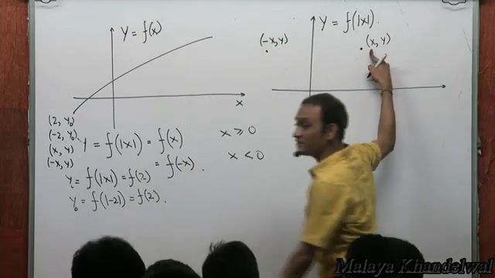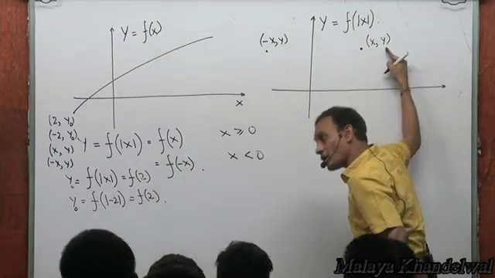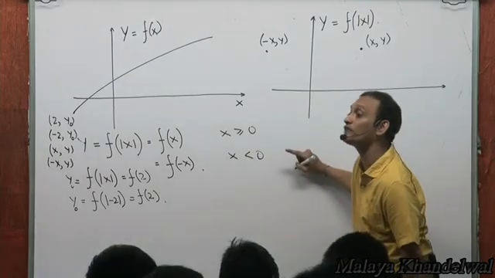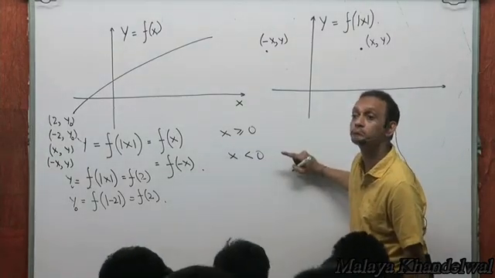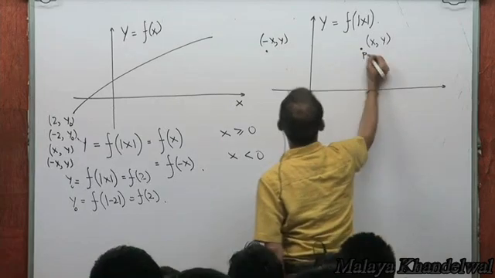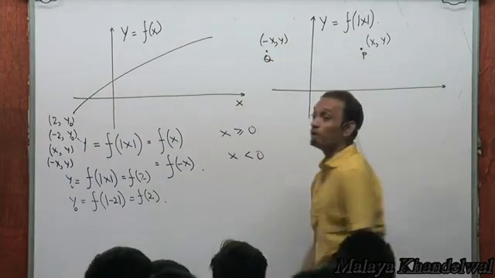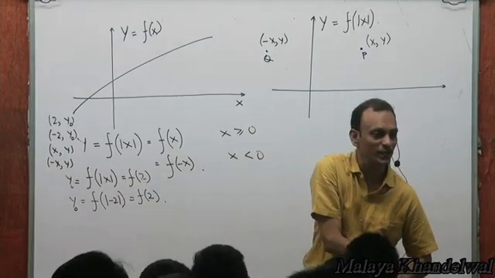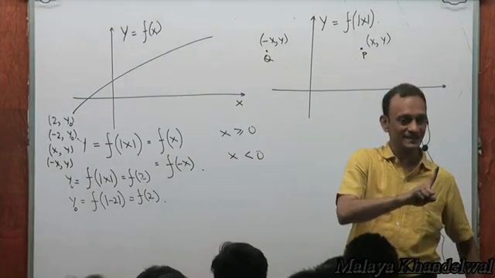If x is a positive number and (x, y) is a point on the graph of the function, then (-x, y) will also be a point on the graph of the function. Yes or no? But these points P and Q are mirror images of each other about the y-axis. Yes or no?